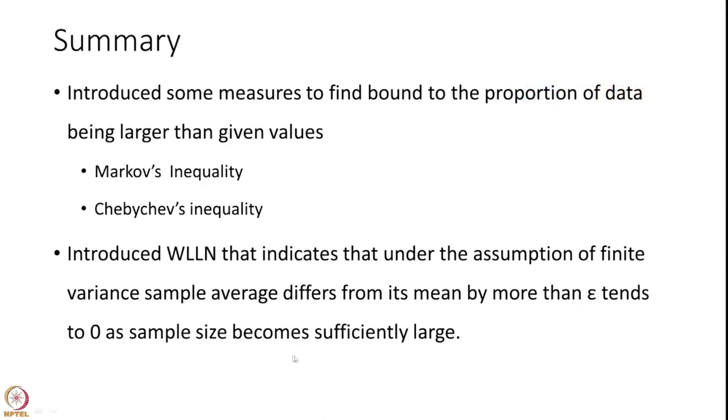So, let us summarize what we have learned today. We have introduced some measures to find bounds on the proportion of data being larger than given quantities. The first inequality we introduced was Markov's inequality, in which we assume that the random variables are positive. In the Chebyshev's inequality, we removed that restriction of the random variable being positive. We said that it could be any random variable having a mean value mu and a common variance sigma square.